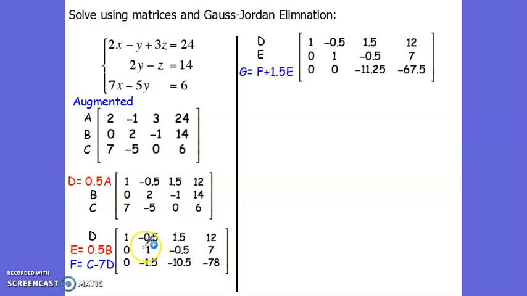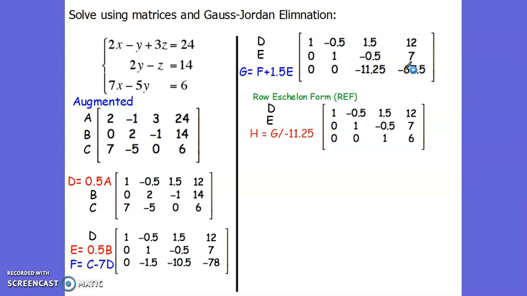So again, I'm going to take advantage of that 1, changing it into a 1.5, and I'm going to add that onto row F. So again, 1.5 times 1 plus F. 1.5 times negative 0.5 plus F. 7 times 1.5 plus that negative 78, right? Plus row F. And that gets me this row down here at the bottom. Well, I've got 1 with 0 below it, 1 with 0 below it. I want this to be a 1, third row, third column. So let's just go ahead and divide that by negative 11.25, right? I can multiply a row by any number I want, including dividing it by any number that I want.